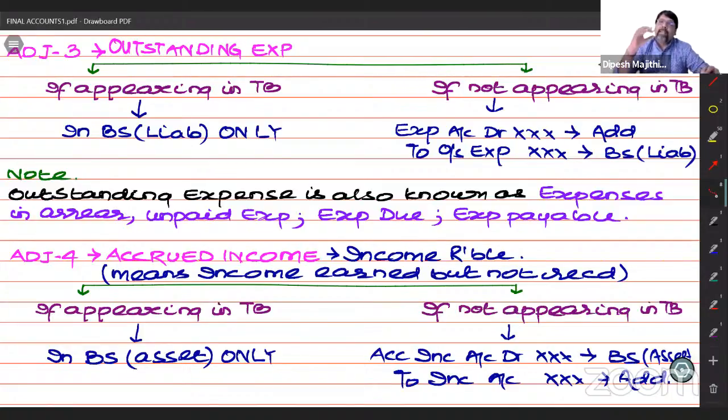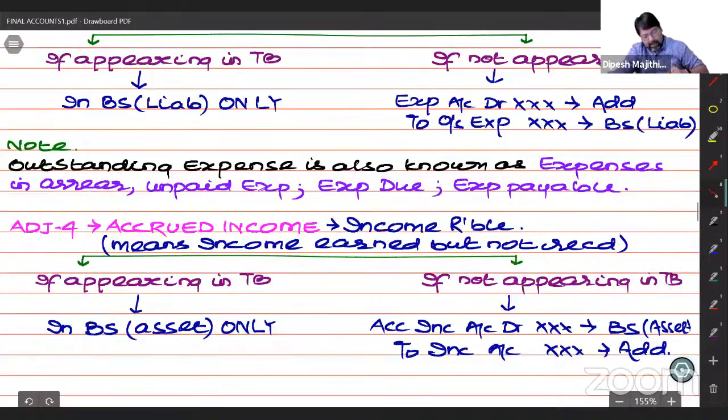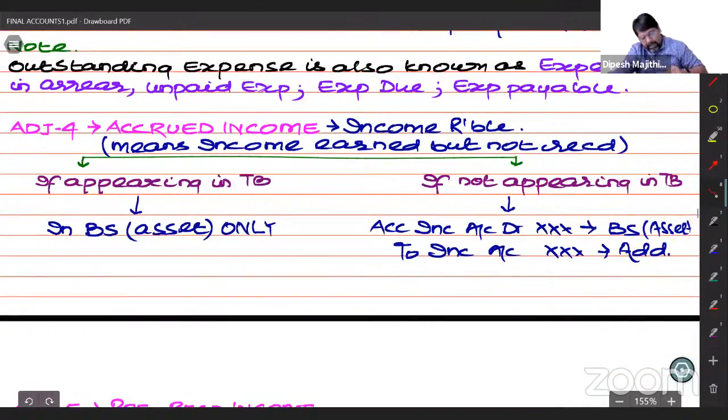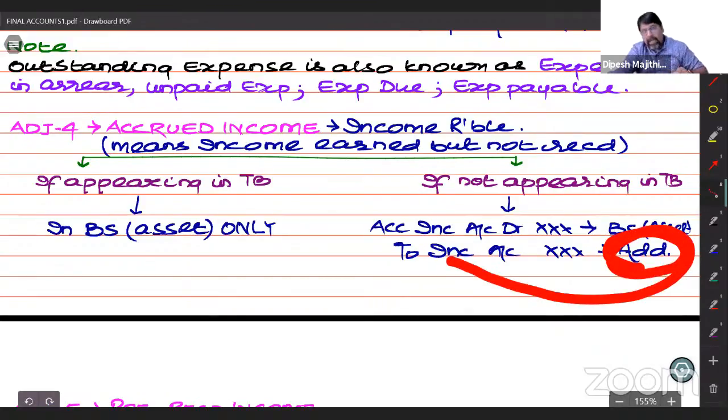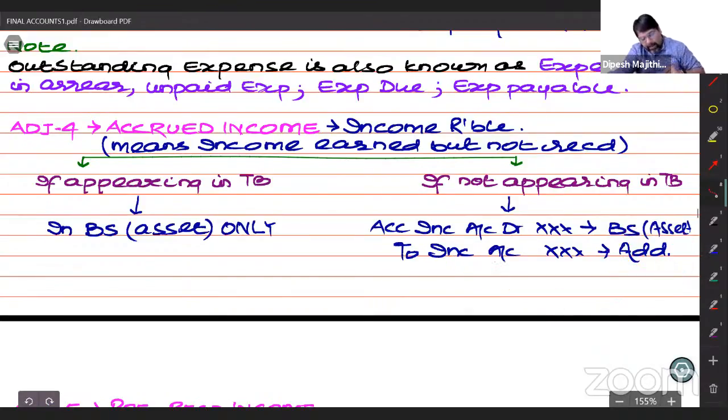Accrued income. What is accrued income? Accrued income means income receivable. Income earned but not received, it is an asset. So if it is appearing in trial balance, it will come only in balance sheet asset. If it is not appearing in trial balance, if it is appearing in adjustment, it will come in balance sheet asset and add it to income. So either add it to income and balance sheet asset.